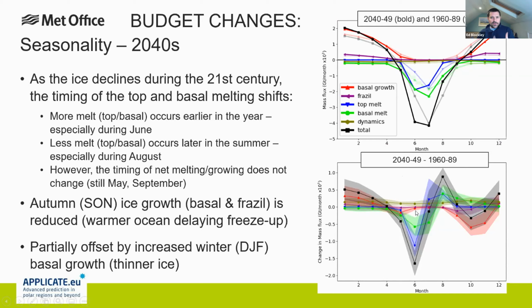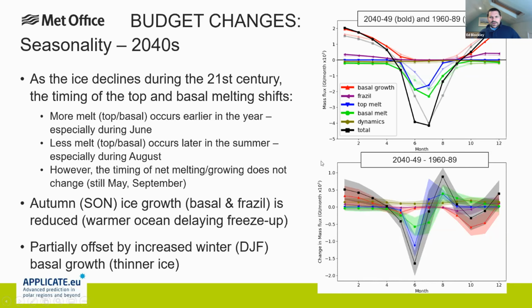This bottom plot is showing the seasonal cycle anomaly. We're getting a lot more net melting here, particularly in June, top and basal melting, and then less later in the season because there's less ice around. And likewise, we get a lot less growth of ice in the autumn, which I think is mainly because the freeze up is later and the ocean is warmer, and then you get a lot more growth later in the winter because of the ice being thinner. So that's a thickness growth feedback.